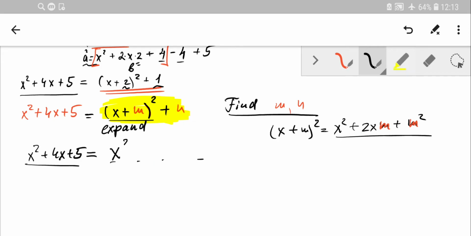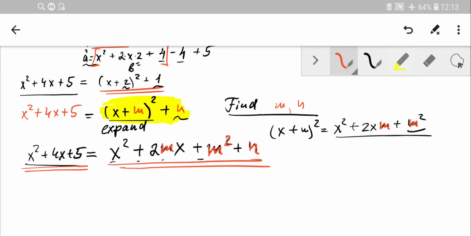Let's write it here: x squared plus 2mx, where I highlight the m's, and plus finally m squared. And obviously we need to add also n as the rest part. So now we know that we have two ways to express our quadratic expression, and that's good. Now we need to make a comparison.